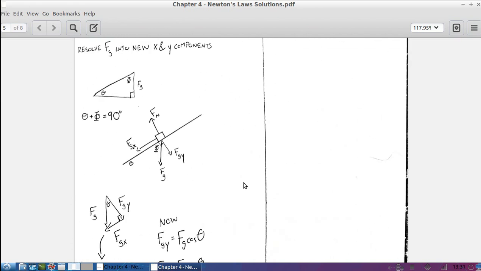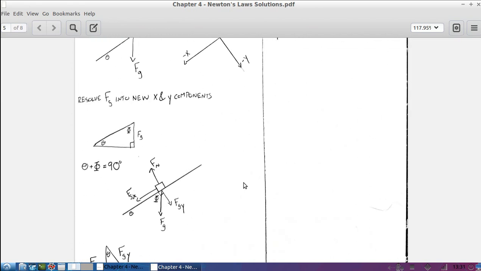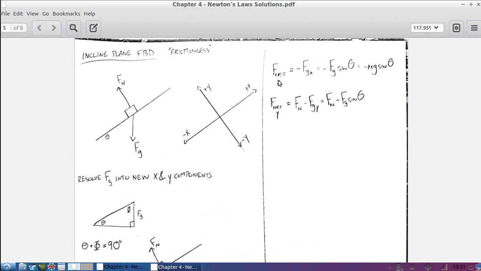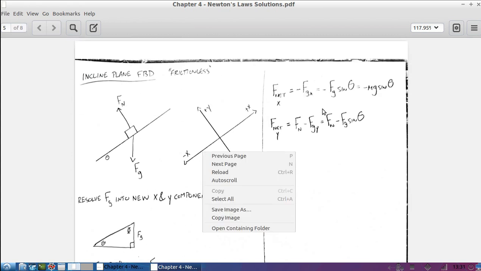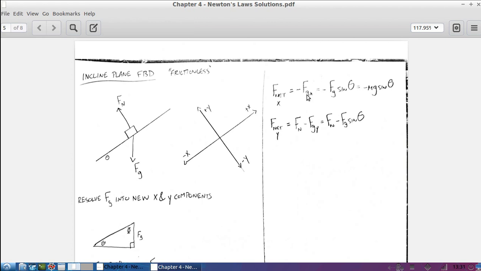Okay, so now I can write f net in the x direction and f net in the y direction. F net in the x direction is just the x component of gravity, right? Gravity is pulling it towards the incline, but a component of gravity is also pulling it down the incline. So in this case it's negative f sub g in the x direction, negative f sub g sine theta. Remember that gravity is mass times the acceleration due to gravity. So my expression for the net force in the x direction is negative mg sine theta.